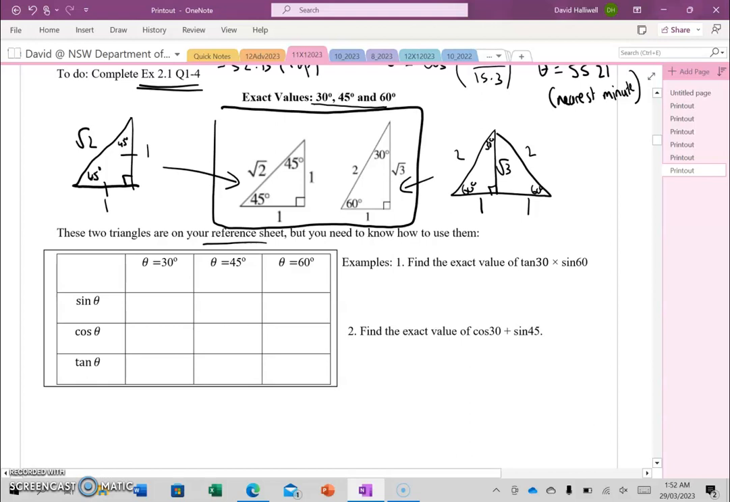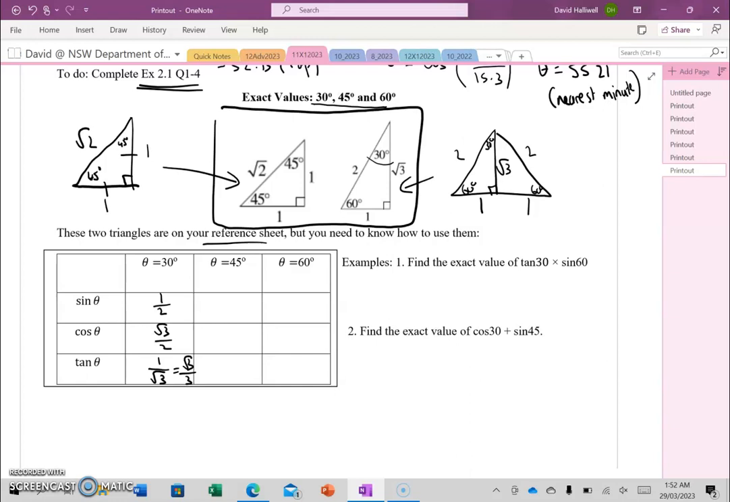Okay, so from this, what's sine theta when theta is 30 degrees? We're looking at 30 degrees, that's opposite over hypotenuse, that'll be a half, okay? What about cos when we're looking at 30 degrees? Adjacent over hypotenuse will be root 3 on 2. And tan of 30 degrees is opposite over adjacent, which is 1 on root 3.